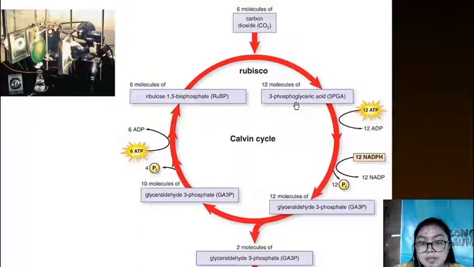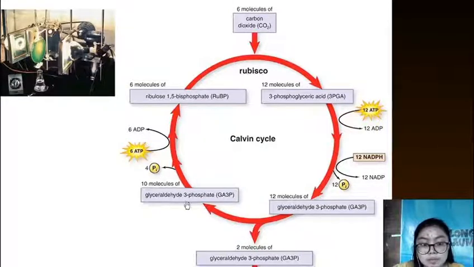molecules of 3-phosphoglyceric acid or 3-PGA, and then NADPH and ATP supply energy and electrons that reduce 3-PGA, which is the glyceraldehyde 3-phosphate.